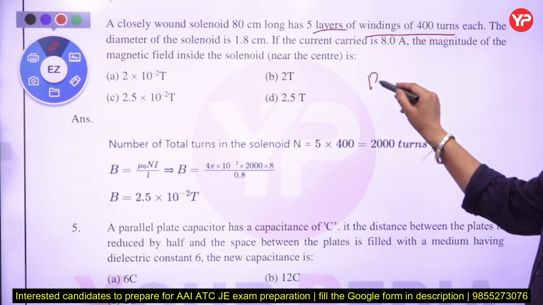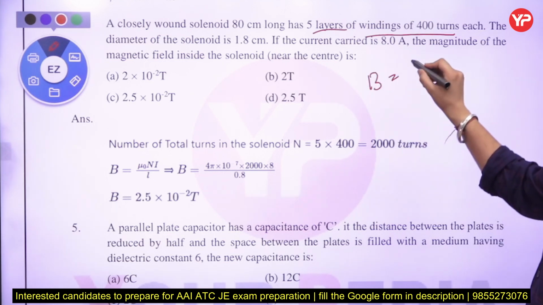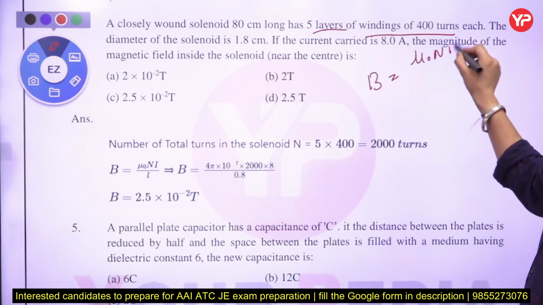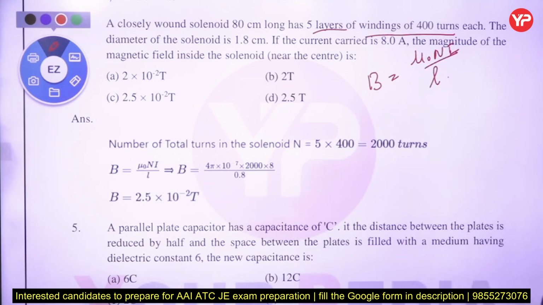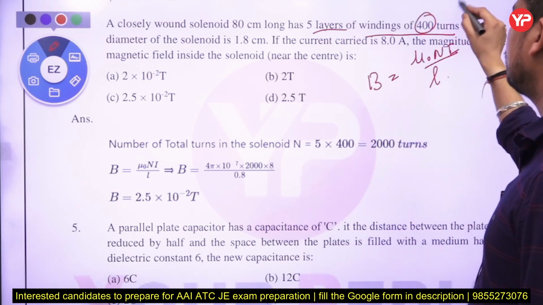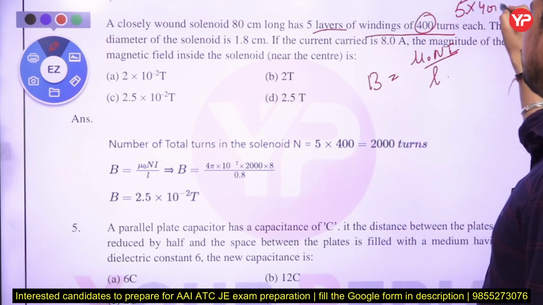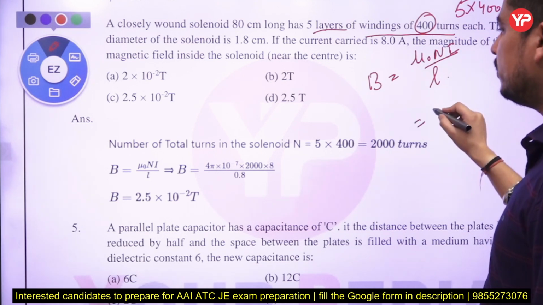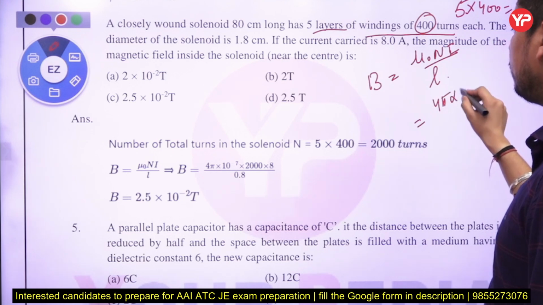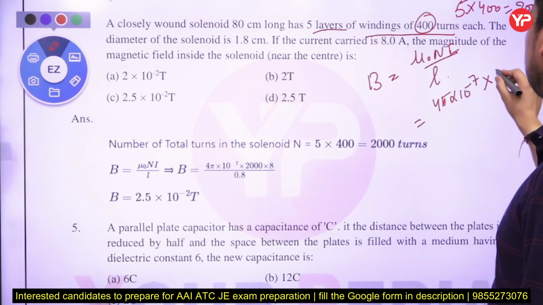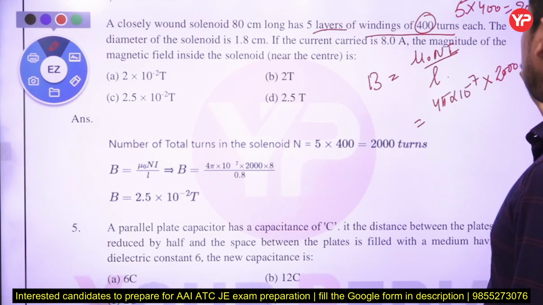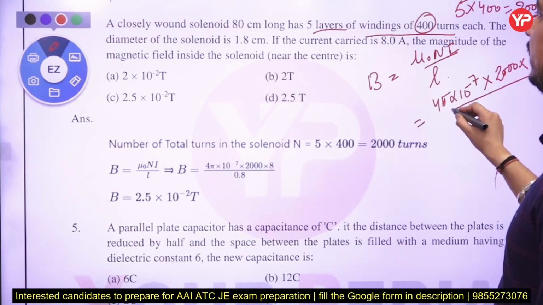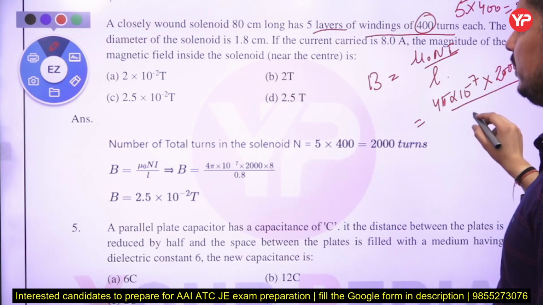So magnitude of magnetic field intensity B is equal to mu naught N I over L. Here N is the number of turns, because there are 5 layers and each layer has 400 turns. So total turns is 5 into 400, that is 2000. Mu naught value is 4 pi into 10 raised to power minus 7. N is 2000 and I is 8 ampere, divided by L.